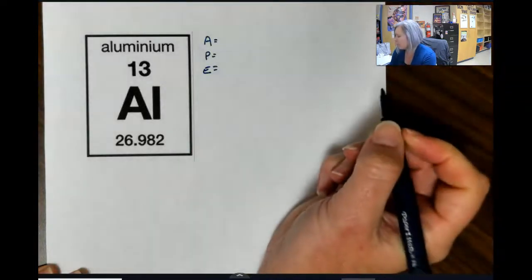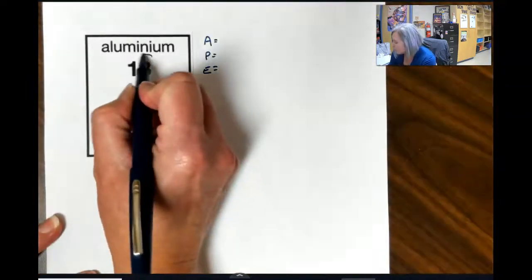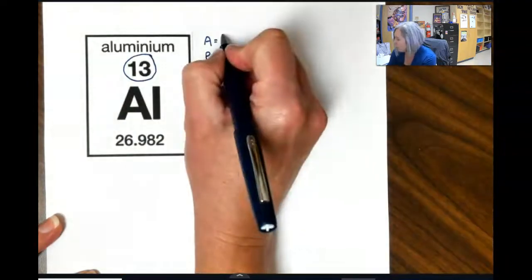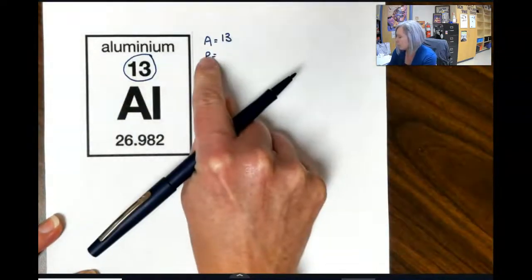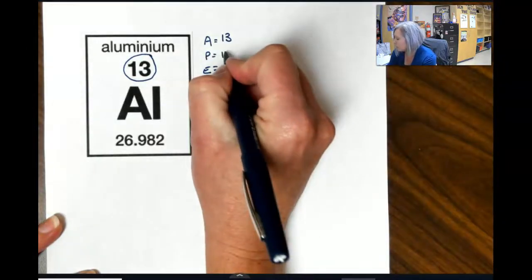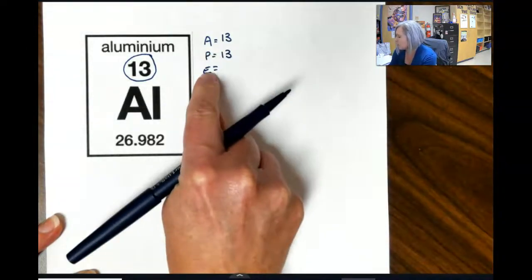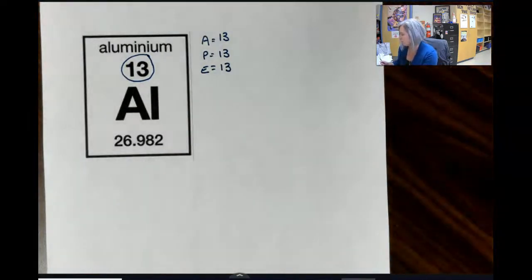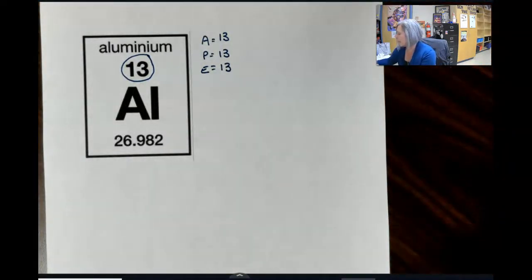So if we look at 8 first, we're going to look straight here at that atomic number. So the atomic number is 13. The atomic number is the same as protons, so we have 13 protons. Protons and electrons have to be equal, so we also have 13 electrons. Now let's look at the man portion.